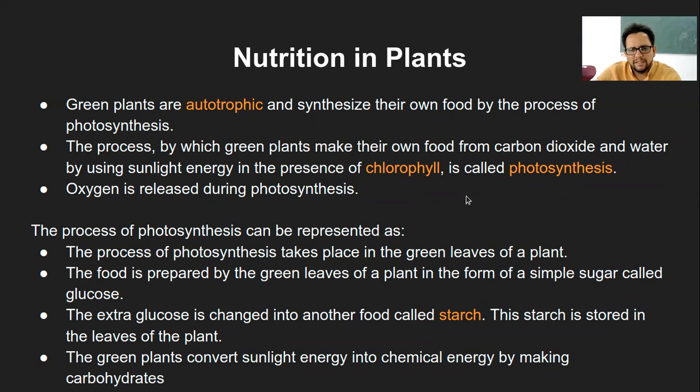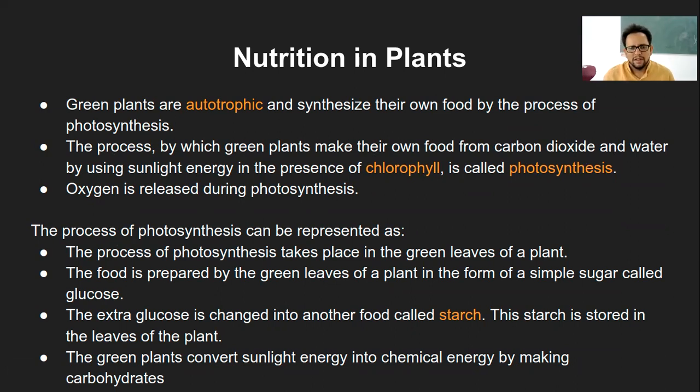So again, the same definition comes again and again, but with more accuracy now. The process by which green plants make their own food from carbon dioxide and water by using sunlight energy in the presence of chlorophyll is called photosynthesis. So that's the definition of the photosynthesis process. And as we know, oxygen is released during photosynthesis.